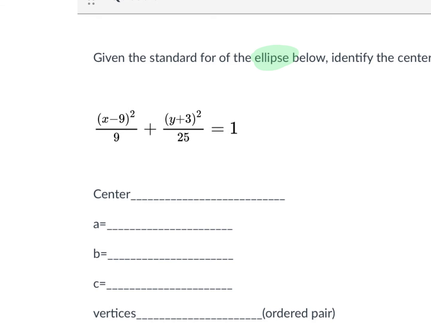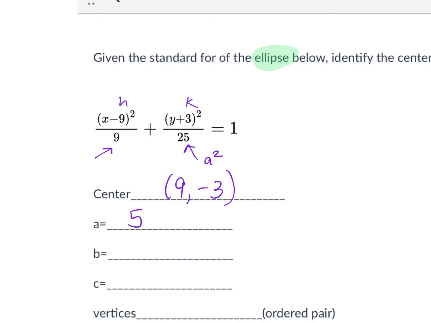Just by looking. Go ahead and name some things. What's my center? +9, -3. How did you get that, Kennedy? Your center is H and K, right? The opposite of what you see. Okay, now what? Okay, what's A? Think about it. We're talking about an ellipse. Yep. Ellipse, the bigger number is your A. So my A would be 5.